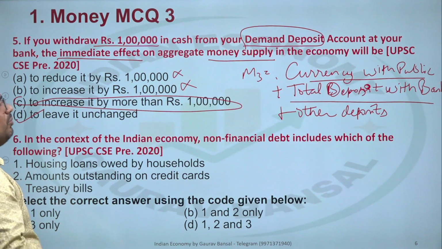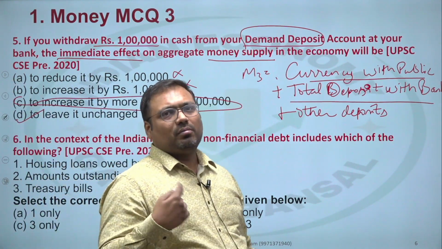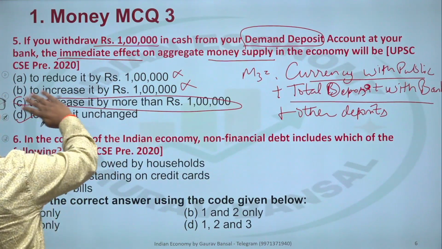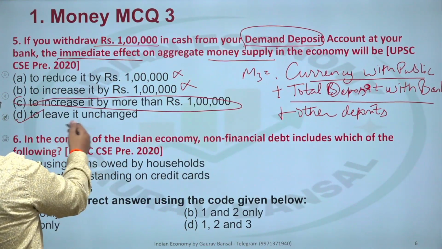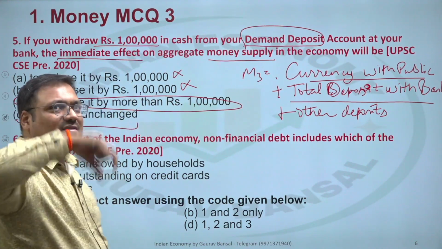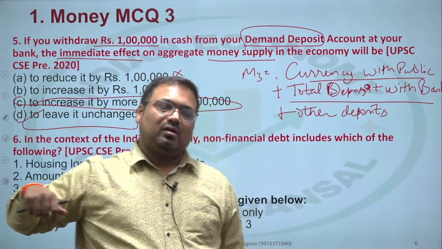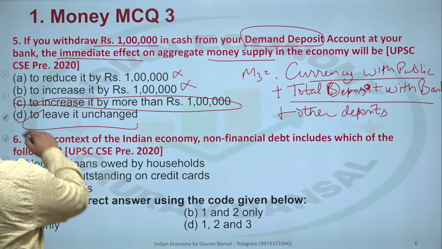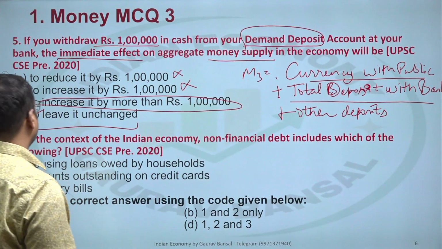We have a concept of money multiplier. Okay, so C could have been a possibility. I'm not going into this particular question right now, but C could have been a possibility. But right now, in the current immediate impact, I withdraw from the bank at this stage itself. It will be unchanged because total deposit might be reduced, but currency with public has increased by the same amount. So I hope now this is clear. D is the answer.